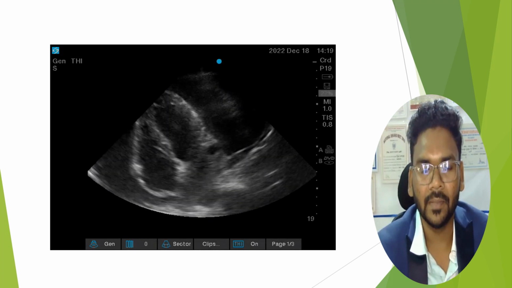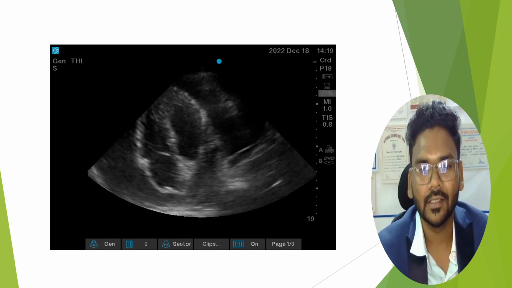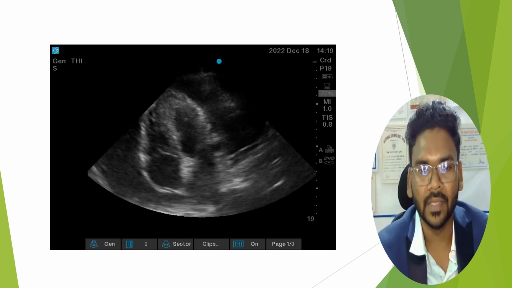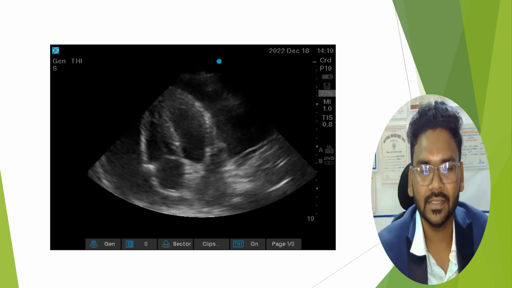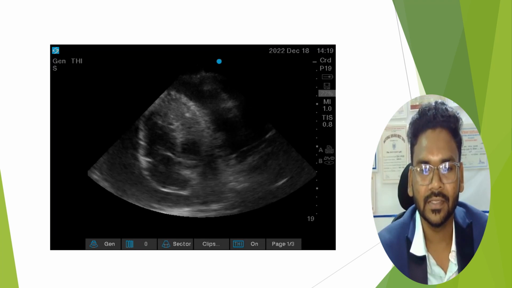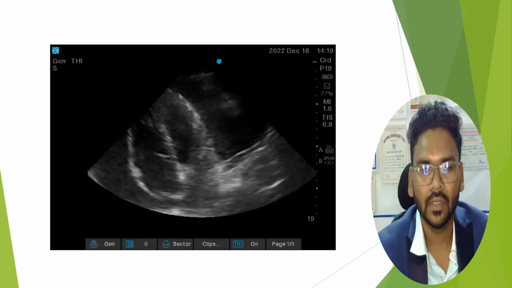A 35 years old male patient, known case of CKD, on maintenance hemodialysis, presented with the complaints of chest pain since 3 days and shortness of breath since 1 day. After initial evaluation, we have done 2D echocardiography, and these are the findings of 2D echocardiography.